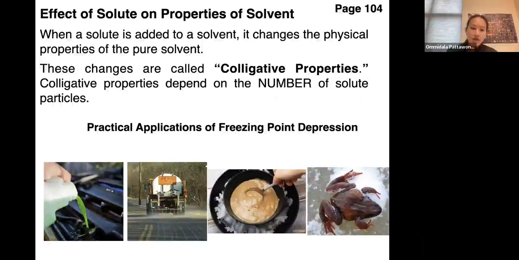The last picture shows a frozen frog. This frozen frog is still alive because glucose in its blood and cells prevents the water in its body from freezing. Without glucose, water in the frog's body would freeze and that would rupture it. These are just a few examples. In real life, there are several more applications of colligative properties.